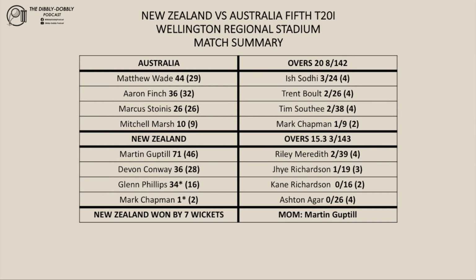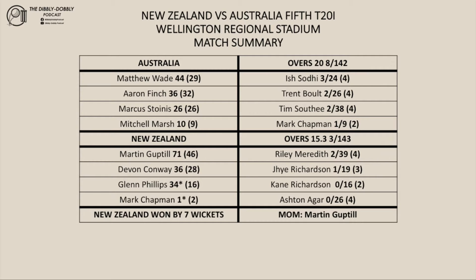Let's recap the scores from the 5th T20 International between New Zealand and Australia. Australia batted first and made 8 for 142 from their 20 overs. Matthew Wade top scored with 44 off 29 balls. Ish Sodhi took 3 for 24 off his 4 overs for New Zealand.